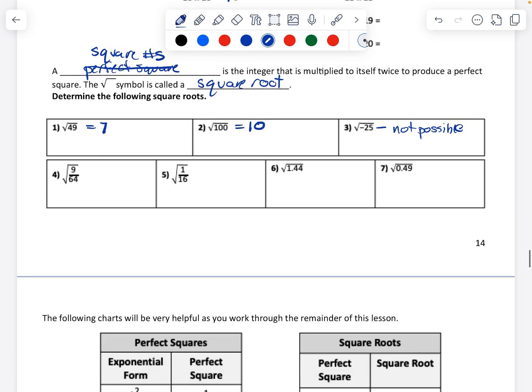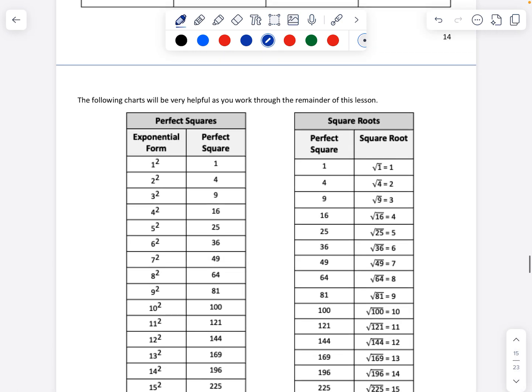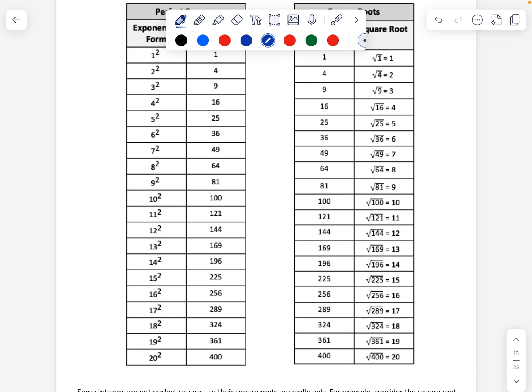If we square root something, we can square root the top and the bottom. So this would be 3 over 8. This would be 1 over 4. And you'd need a calculator for that one. And this one, I believe, is 0.12. And this one is 0.07. But you could use a calculator to figure that out. So here are some of your perfect squares in a chart that you'll want to refer back to.